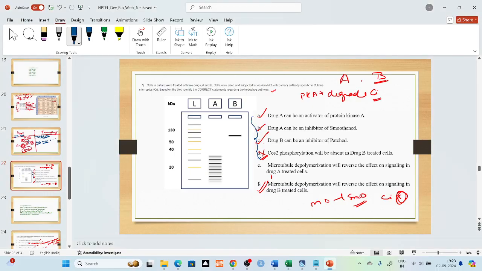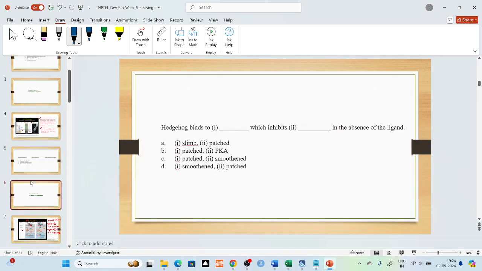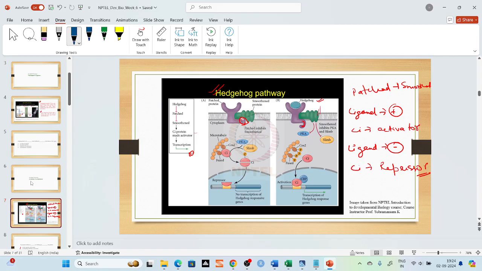Okay. So here they say that microtubule depolymerization will reverse the effect of signaling in drug A treated cells or in drug B treated cells. Microtubule depolymerization inhibits the transport of Smoothened to the cilia. So what it does, it blocks the pathway activation even in the presence of Hedgehog ligands. Even if Hedgehog is present, pathway activation does not take place when microtubule depolymerization takes place.